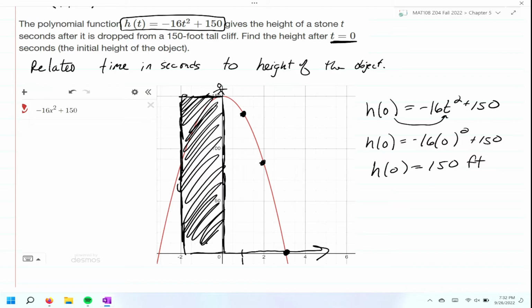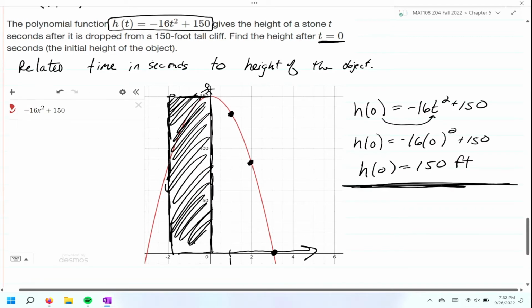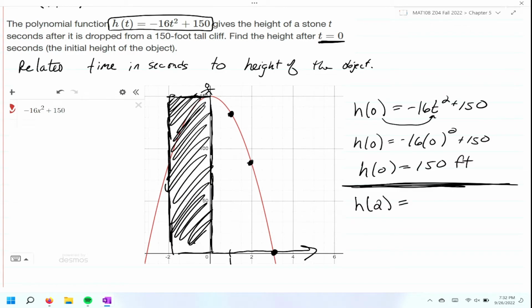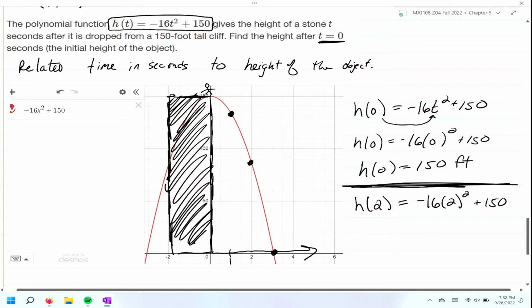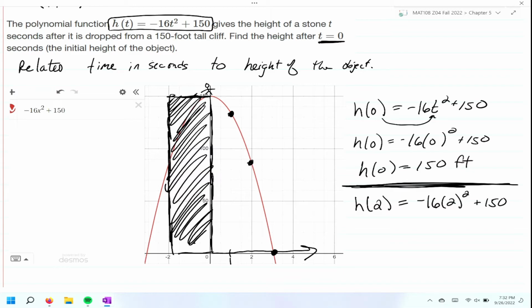For example, let's find the height after 2 seconds. Well, if you want to know the height after 2 seconds, all you have to do is substitute in 2 into the function, and then go ahead and evaluate. So remember, you got to do the exponent first. So 2 to the second is 4. 4 times negative 16 is negative 64. So let me write some of this out. So we get negative 64 plus 150. And when you take that, you get h of 2 equals 84 feet. So after 2 seconds, the rock is 84 feet.